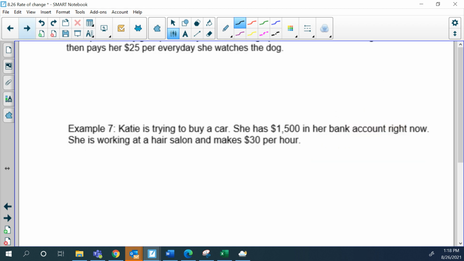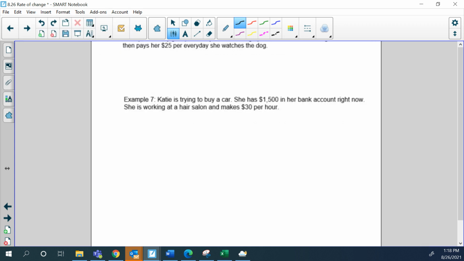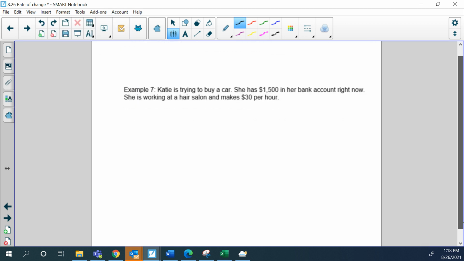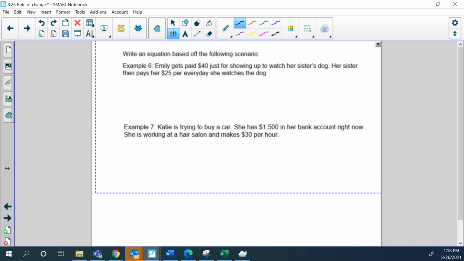Okay. All right. Look at 5 and 5. These 2 examples here are word problems. If I can, let me make this smaller. View zoom 100. Where's my button to scroll? Okay, something's wrong here. Let me bring this down a little bit. Oh, there you go.